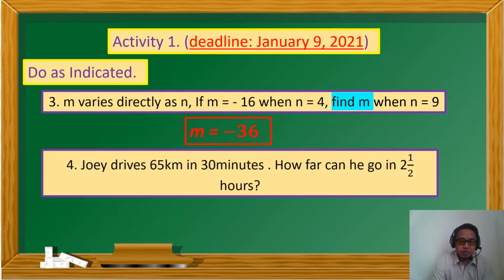Then number 4, Joey drives 65 kilometers in 30 minutes. He drives too fast. How far can he go in 2.5 hours? In this problem, the distance varies directly as time. So, just get the value of k again and solve for the EOV, and then find D. Your answer should be 325 kilometers.